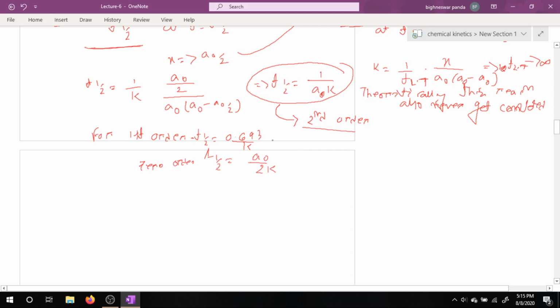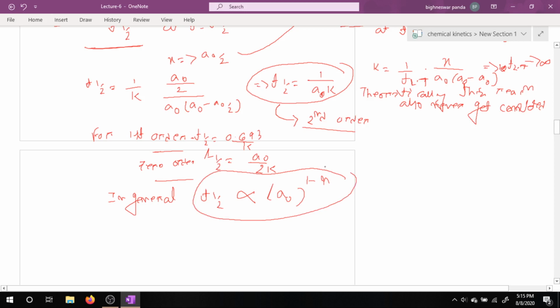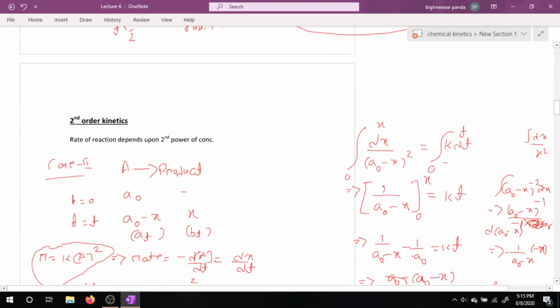By comparing second order, first order and zero order, in general I can write t half directly proportional to A naught power 1 minus n. So this is all about the half-life of a second order reaction, that is up to case 1.